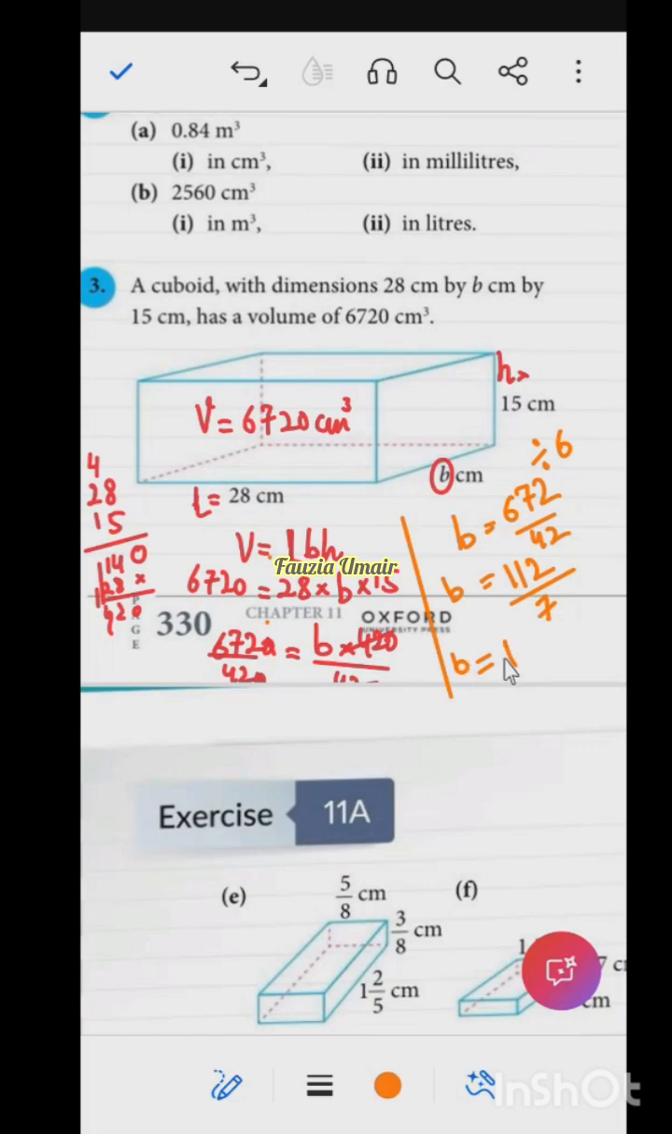7 ones are 7. So 4 comes. 4 remainder comes. 42. 6 sevens are 42. So the answer of B is 16. 16 what? Yes, 16. The breadth is 16 centimeter. ठीक है?